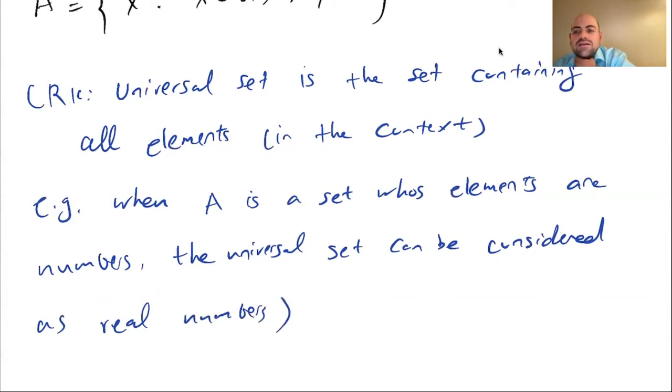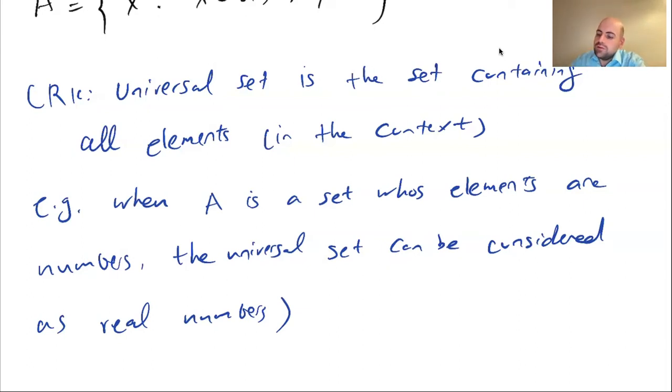A universal set is a set that contains every element in the context. So when we talk about numbers, for example integers or rational numbers, all these numbers are part of real numbers. So the universal set can be all real numbers. When we talk about, let's say, Canadians or Americans, then we can consider the universal set as the set of all people in the world, because all Canadians or all Americans are a part of the set of people in the world.